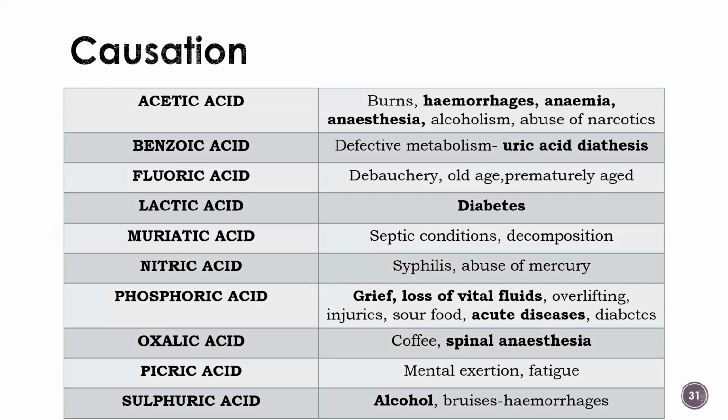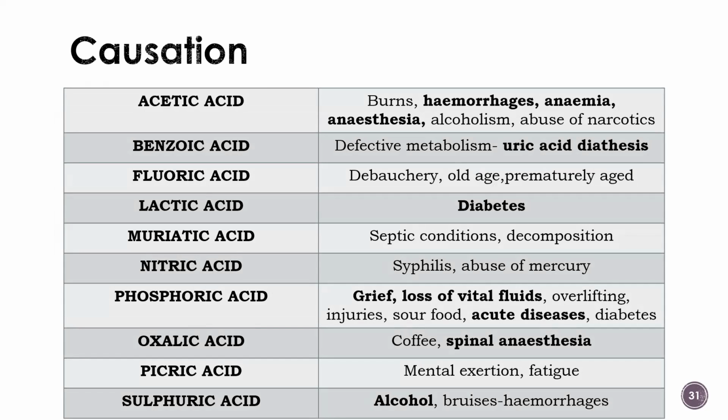Acetic acid, we have burns, hemorrhages, anemia, anesthesia, general anesthesia leading to weakness, alcoholism, and abuse of narcotics. In benzoic acid, we have uric acid. Main causes uric acid and defective metabolism. Fluoric acid, you have alcoholism again, which I've not mentioned here. We have debauchery. Debauchery is nothing but your excessive masturbation. Okay. We have old age and prematurely aged.